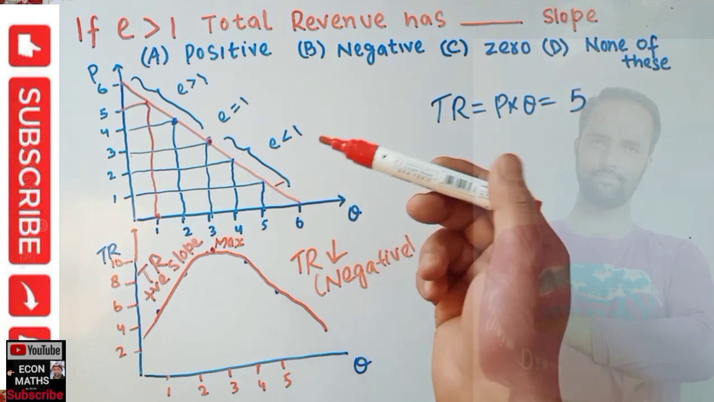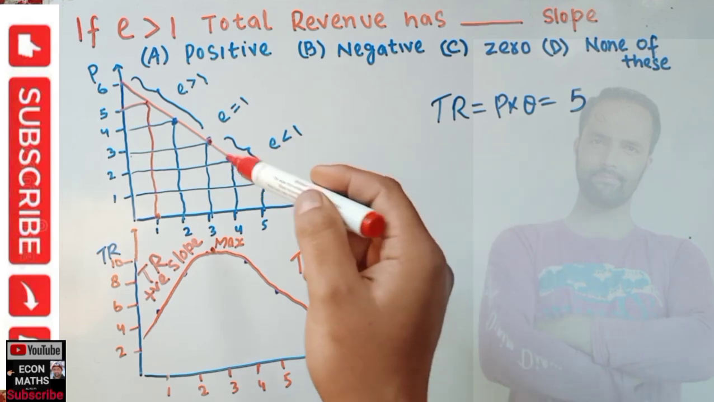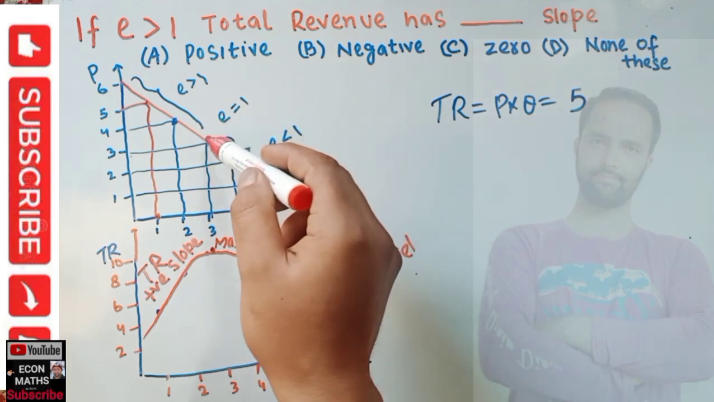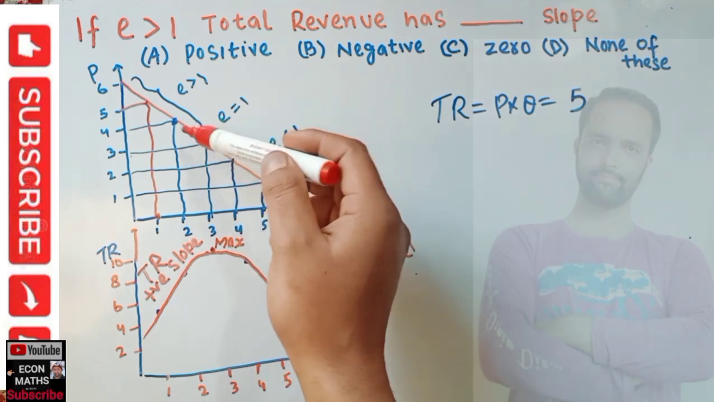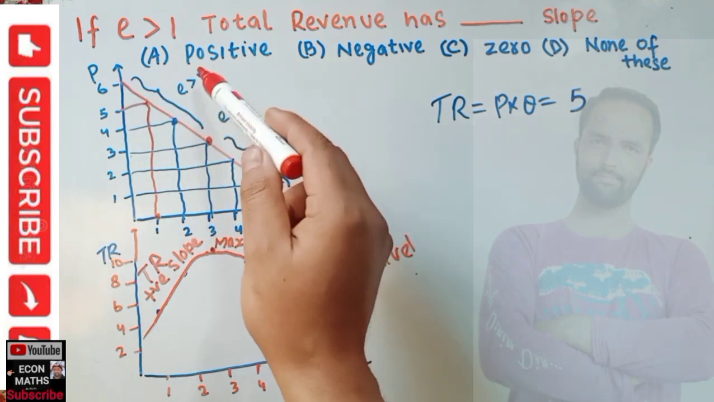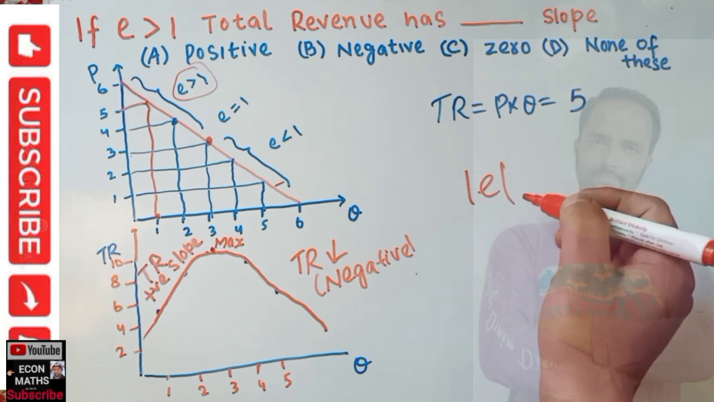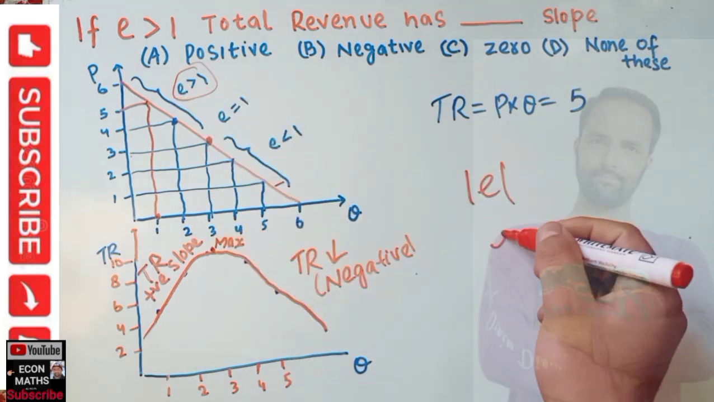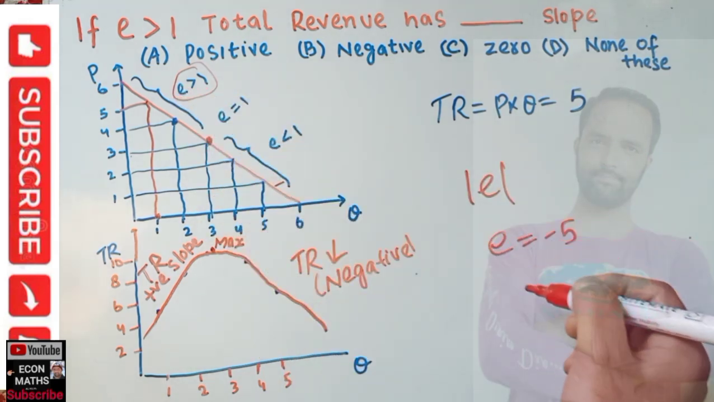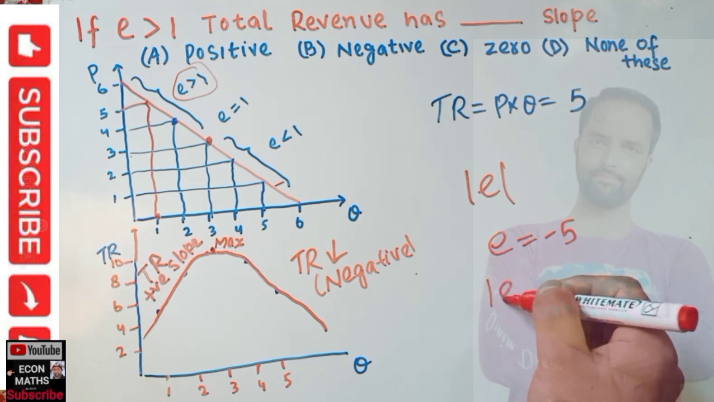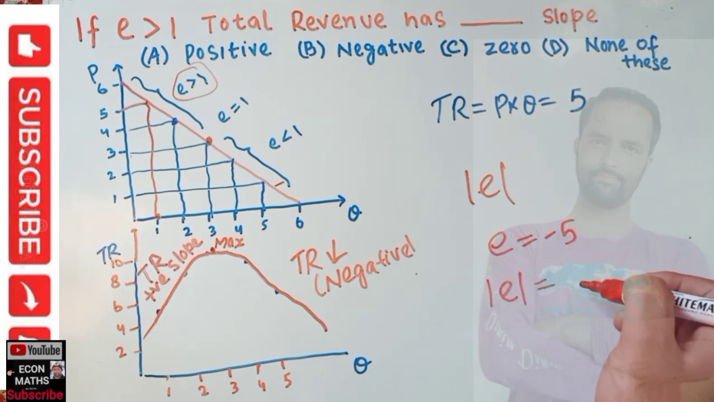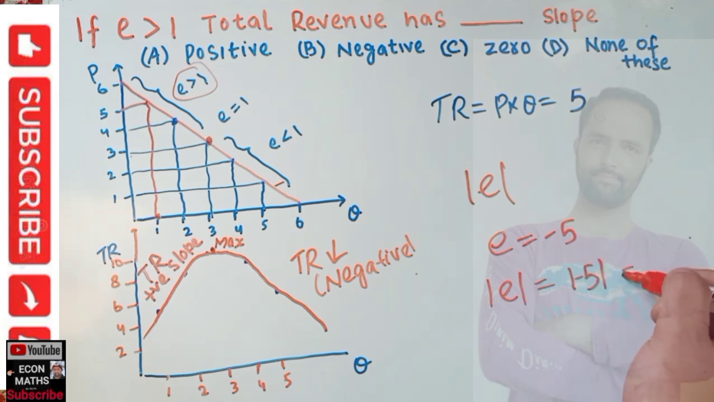So the point to make here is that in the upper half segment of the demand curve, elasticity is greater than 1. By elasticity I mean the absolute value of the elasticity. Otherwise we will get elasticity of minus 5 here, and when we take the absolute value, we change this sign, so we get 5.